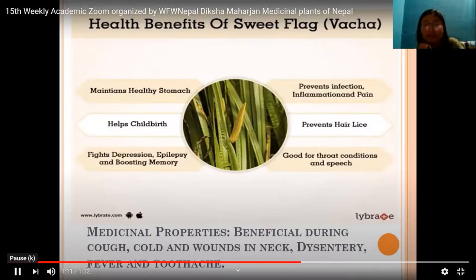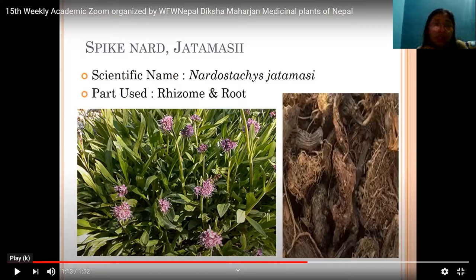So this is spikenard, jatamasi. It is called jatamasi because the part which is used for medicinal value, the root, consists of many hairs, which in Nepali are called jata. So on the basis of its appearance, it is called jatamasi. The scientific name of this plant is Nardostachys jatamasi. The parts used for medicinal value are the rhizome and roots.